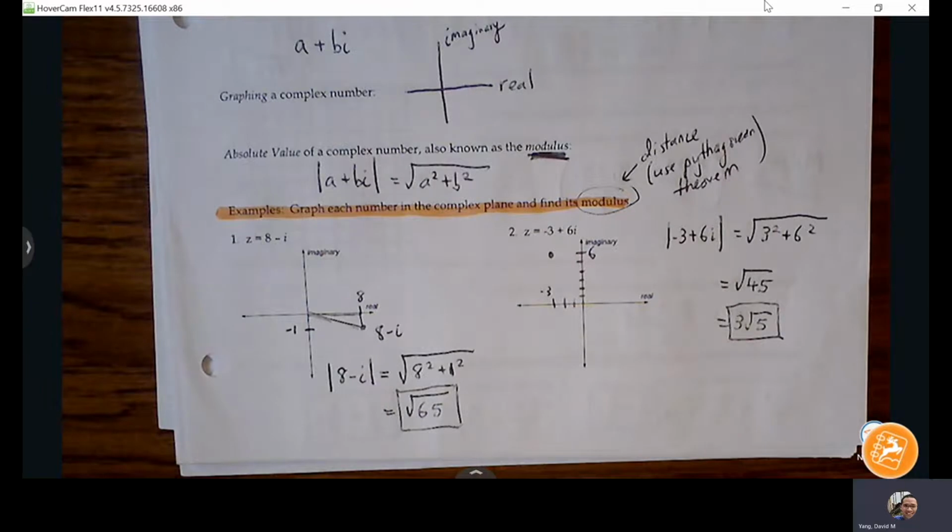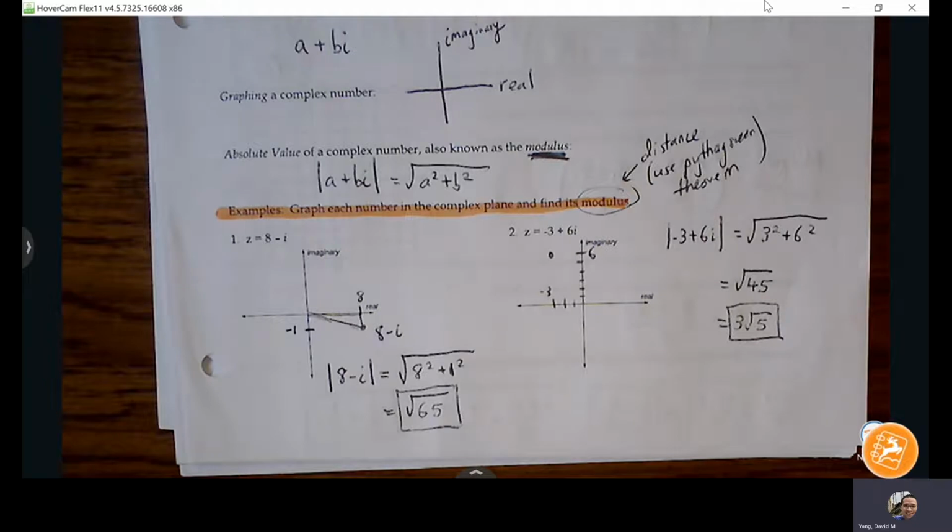Remember, the first thing you do is graph each number. So for number 1 here, you're graphing that number. Treat 8 like the x value. Treat -1 as the y value. So you're just going 8 over and down 1. And then pretend you're just finding the hypotenuse of that right triangle. That's going to be your modulus. So Pythagorean theorem, square root of a squared plus b squared. We did go over this yesterday, right? I just want to review those steps.